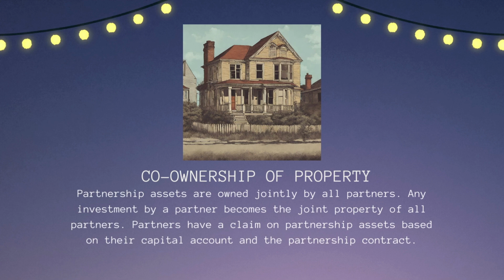Co-ownership of property. Partnership assets are owned jointly by all partners. Any investment by a partner becomes the joint property of all partners. Partners have a claim on partnership assets based on their capital account in the partnership contract.